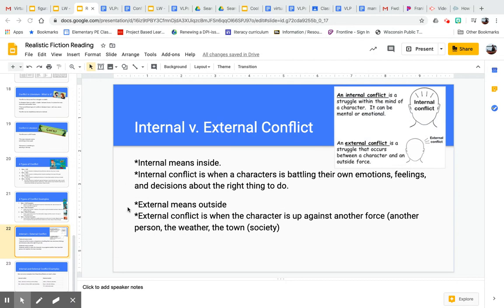External means outside. And external conflict is when a character is up against another force. So it could be another person. It might be the character is against the weather. Maybe it's a hurricane or a tornado. That's external conflict. Or it could be the main character is against society or the town or a set of beliefs. That's external conflict.